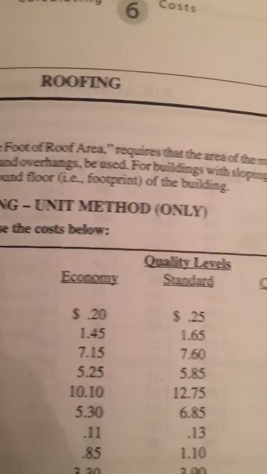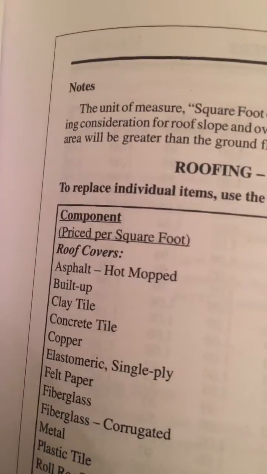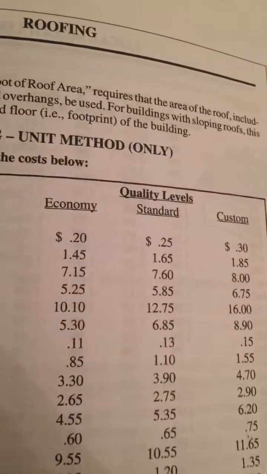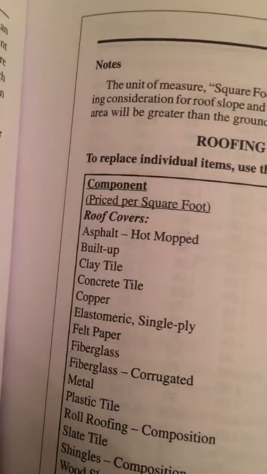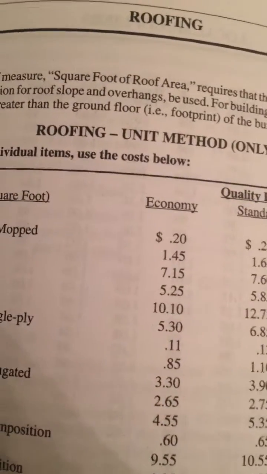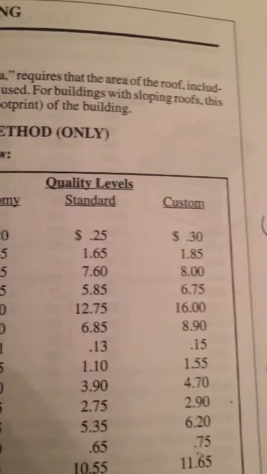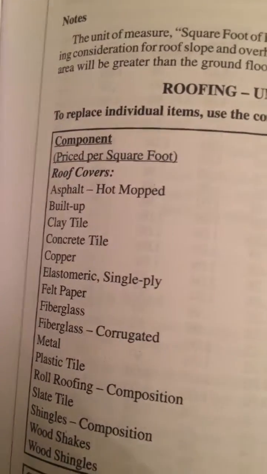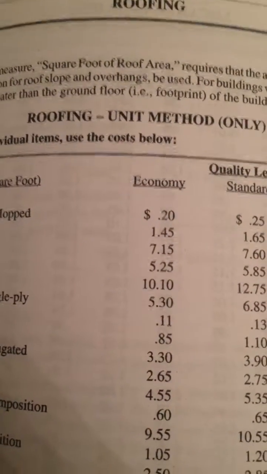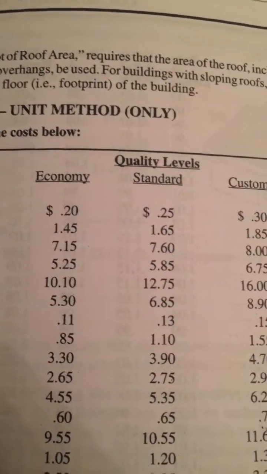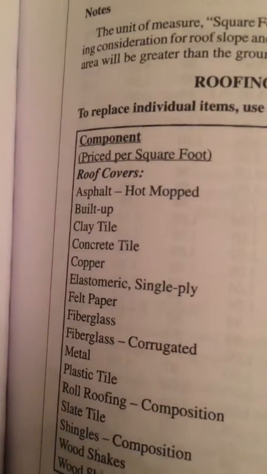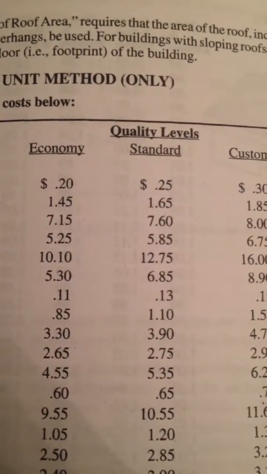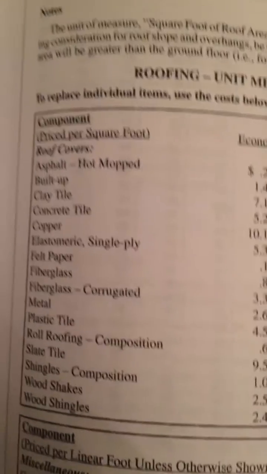Roofing, unit method only. To replace individual items, use the cost below. Component, quality levels, priced per square foot. You have economy, standard, and custom. Roof covers, asphalt, hot mopped: economy is 20 cents, standard is 25 cents, and custom is 30 cents. Built up, economy 1.45, standard 1.65, custom 1.85.